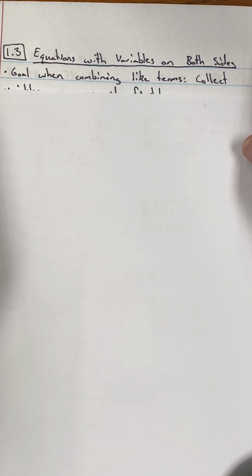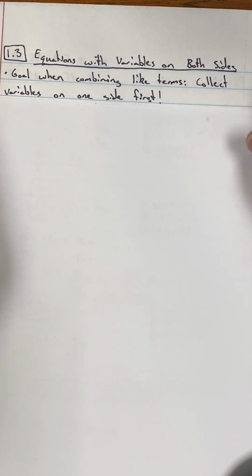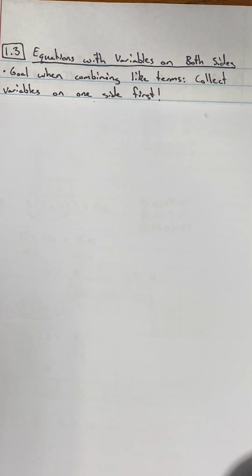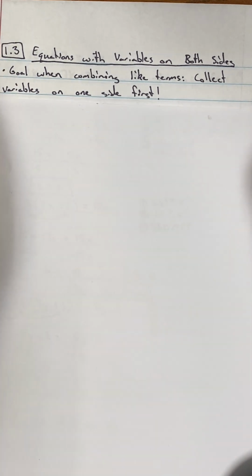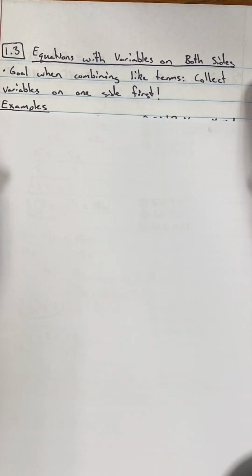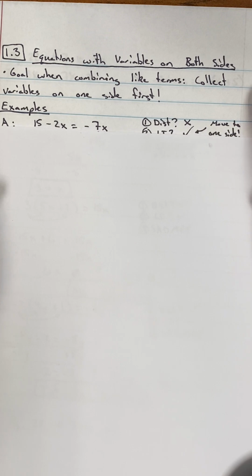So the goal here, you can go ahead and write this goal down. When combining like terms, you want to collect variables on one side first. If we have variables on both sides, we want to move one of them. We're always going to pick the one that's easiest to move, the one that won't leave me with nothing on one side, so I don't have to consider that at all. I'm going to always move the one that leaves something behind on that side, because eventually, once we get the variables on one side, we're going to get all the numbers on the other side. So let's do some examples. That's the best way to do this.